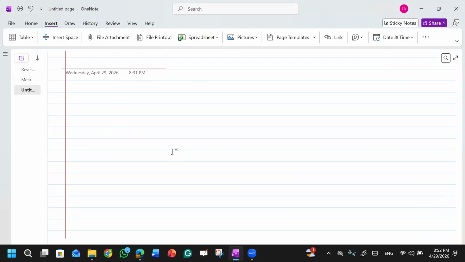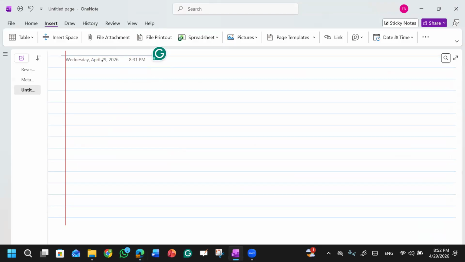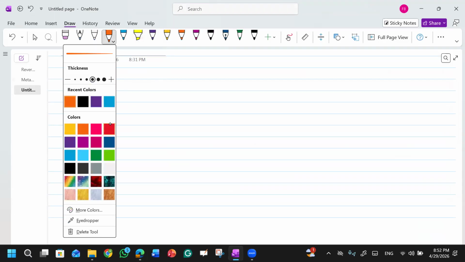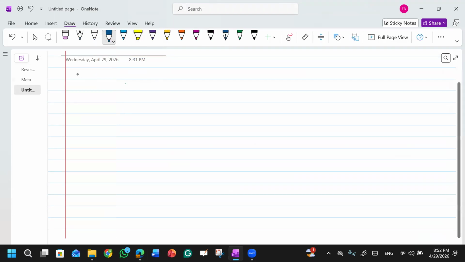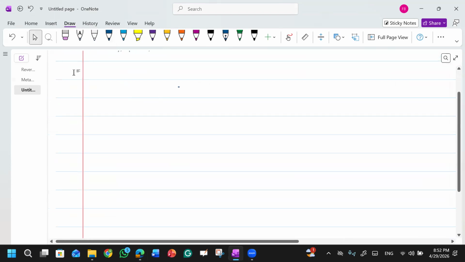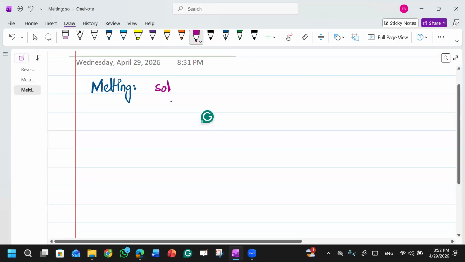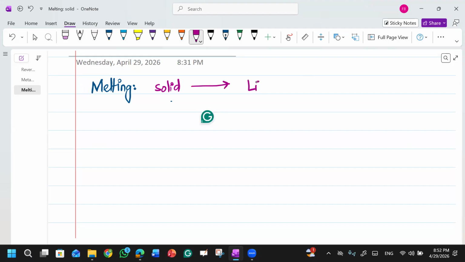Let me write it over here. What I'm saying, I'm particularly talking about the melting and boiling. Firstly, when we talk about melting, we say that there is a solid. That solid will be converted into liquid. This is known as melting of solid. How will it happen?